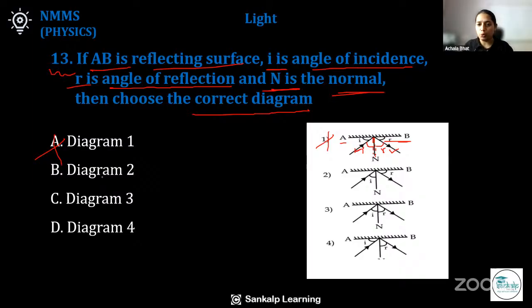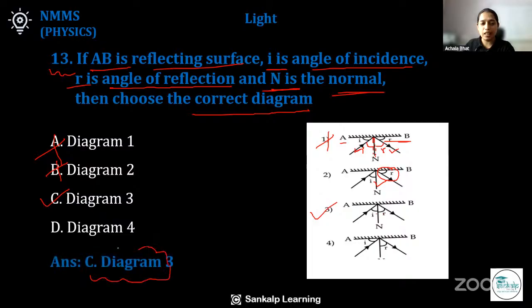What about 2? This is I. I is correct. But what about R? This is wrong. Third one. I, R, and all are correct. So diagram 3 is the correct answer. Fourth one. R is correct but I is wrong. Therefore, fourth diagram is wrong.